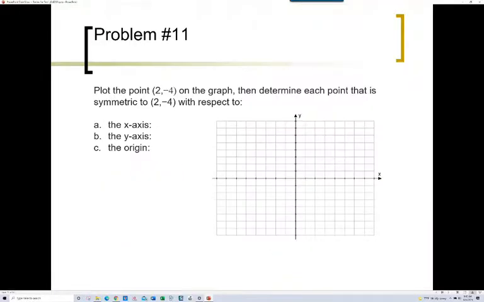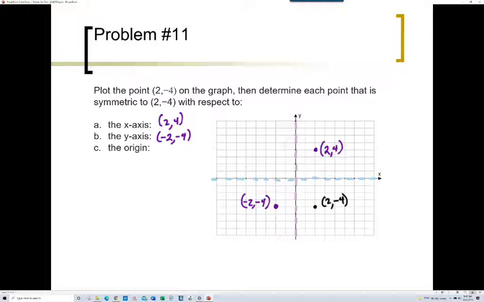Let's move on to number 11. So here we're supposed to plot the point (2, -4) on the graph. So I've done that. And then we need to find the point that's symmetric to this point with respect to the x-axis. That's letter A. Well, the x-axis is here, and if you reflect through that axis, you have the point (2, 4). So again, we'll do the same thing, but this time we're going to reflect our point across the y-axis. That's this one. And that would be the point (-2, -4).